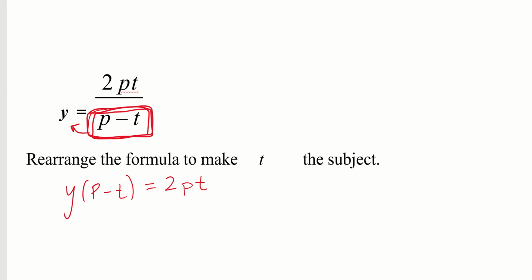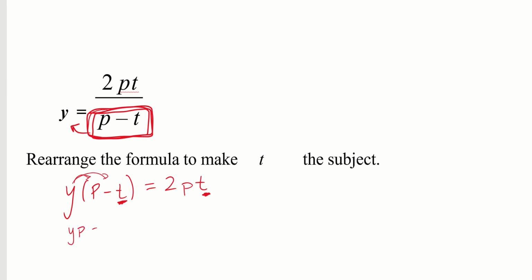Now, the t that we need as part of the subject is here. There's also a t here. We need everything with a t on one side. And what are we most likely going to have to do? Factorize. So, I can't get into this t to get it over the other side without expanding these brackets. So I'm going to have to expand.